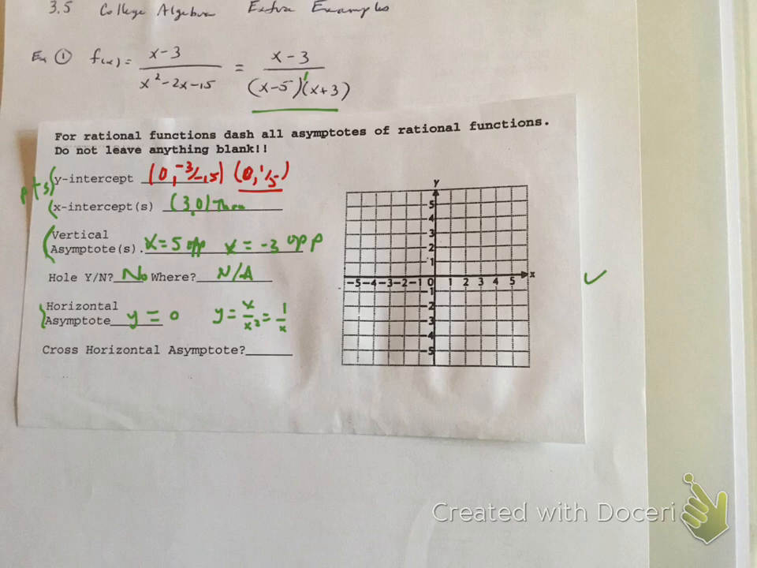Now, does it cross the horizontal asymptote? Well, I'm awake. I hope you are. This is the x-axis. This is an x-intercept, so the answer is yes, and you're not going to stop there. You're going to tell me where. And so that's the information that I need to know to graph this thing.